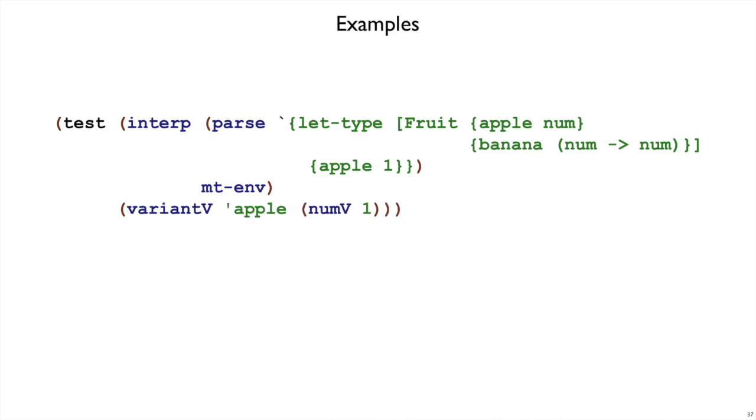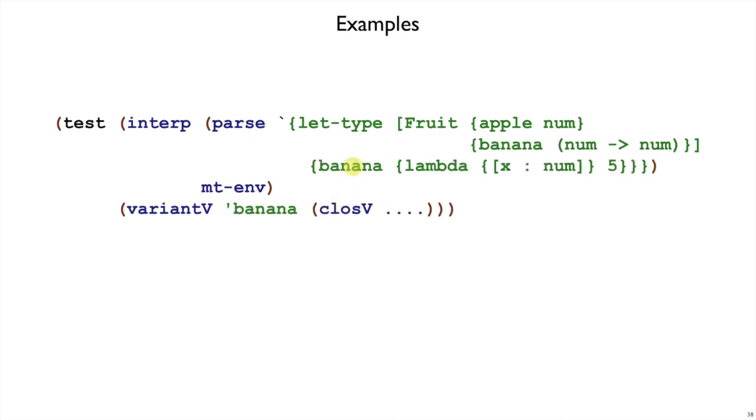What we need to do is have a generic variant v type at the plate level. That variant v represents a record of some variant tag and then some field value. And that's why it's convenient that all of our variants have only one field at the curly level. We can represent that using a variant v having a type tag and one field value at the plate level. So again, if we did apple 1 inside this let type, we should get a variant v with the tag apple and the field value num v1.